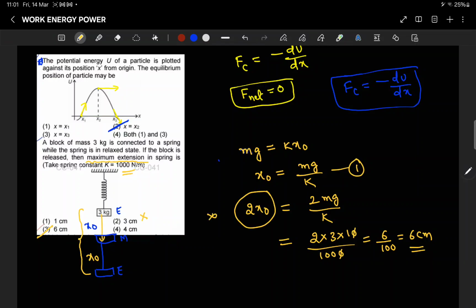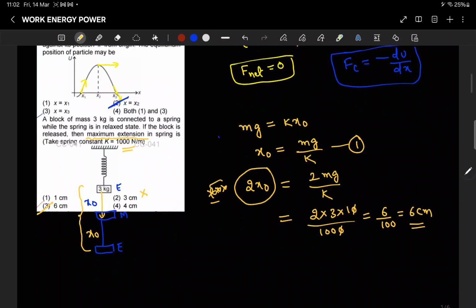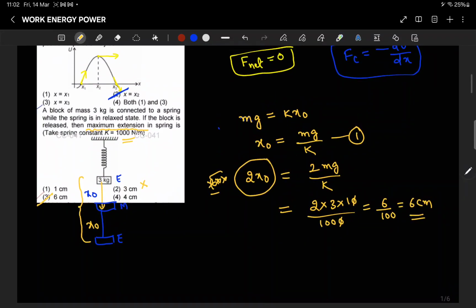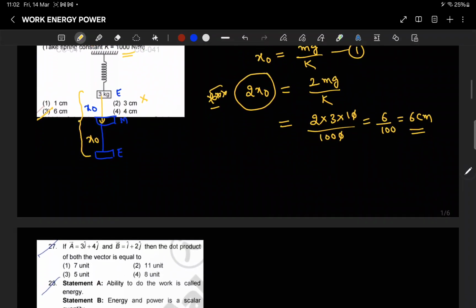Remember this point, students. Please note this point, very important. Whenever I am stretching, these model questions only, these points are very important. Please note that. Maximum extension here is 2x naught. Yes, I think it is clear to everyone.